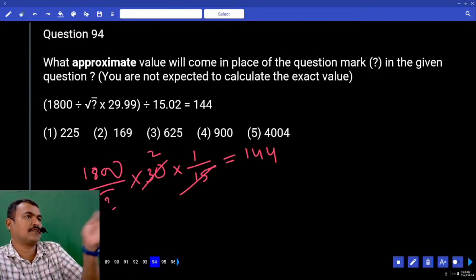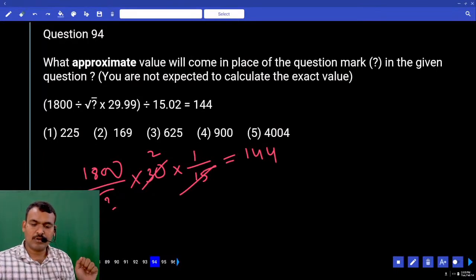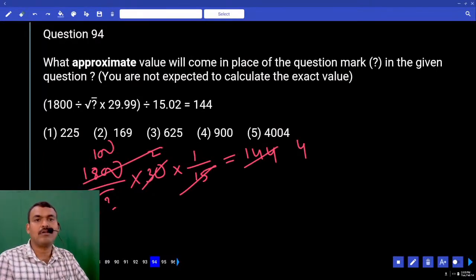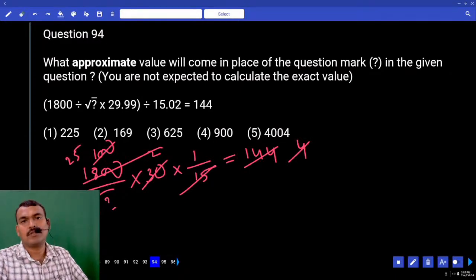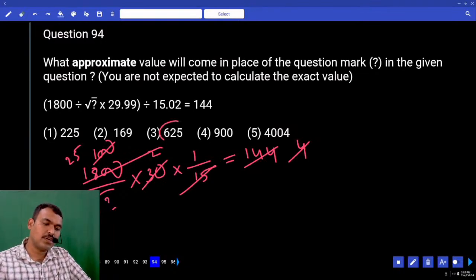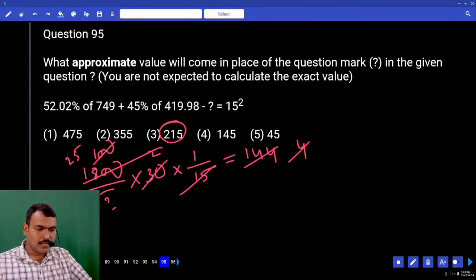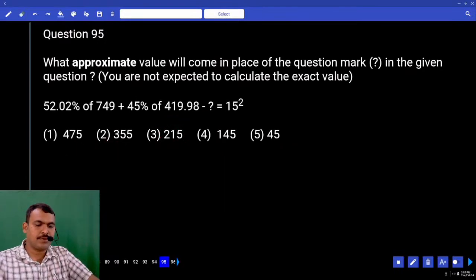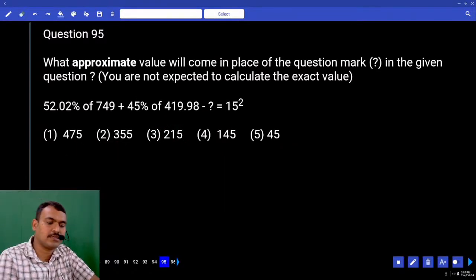Means we written 36 into 100, or not? 36 how many times? 144. 4 times. Here 100 times, or not? 4 how many times? 25 times, or not? Square root of something equal to 25. Something equal to 625. Next 95. First priority, left hand side 52% of which one?